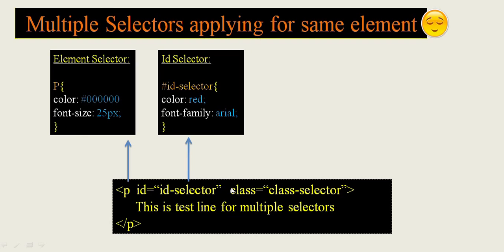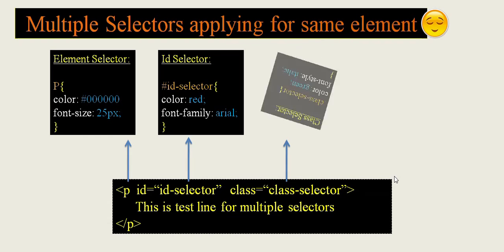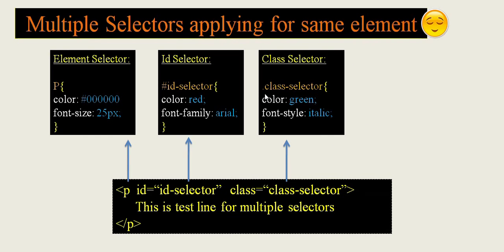I have taken my properties for the class attribute also, in this way. I am using a dot symbol to make the class selector, and I am using the reference name class selector here. Within the class selector, I am including two properties, font style and color. In these properties, I am using my font color as green and font style as italic.